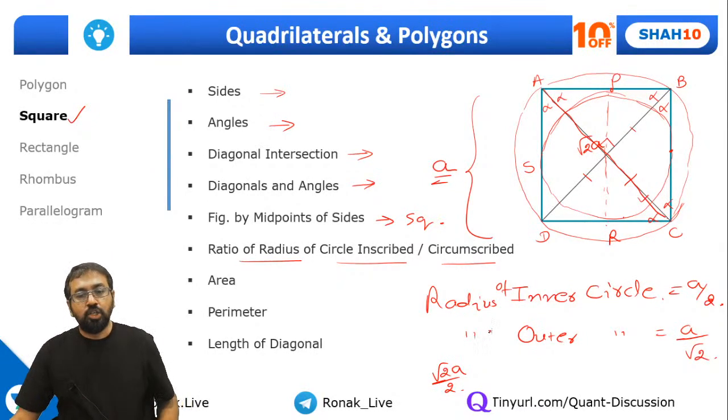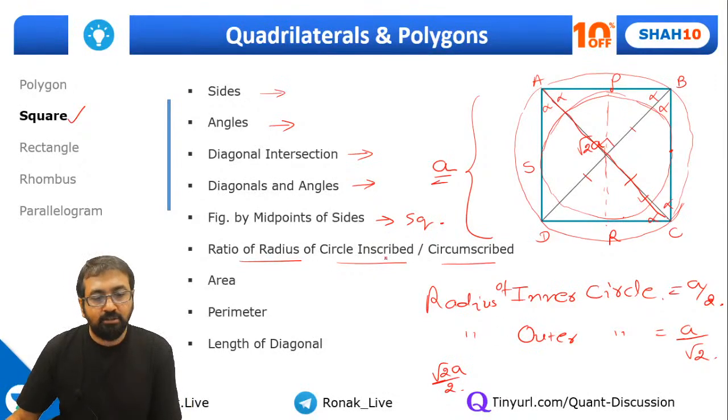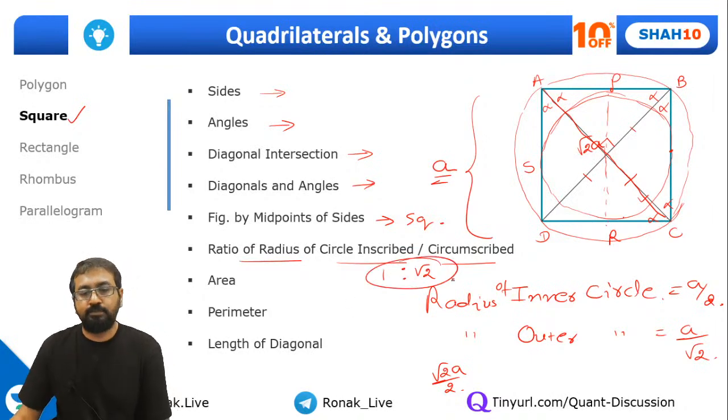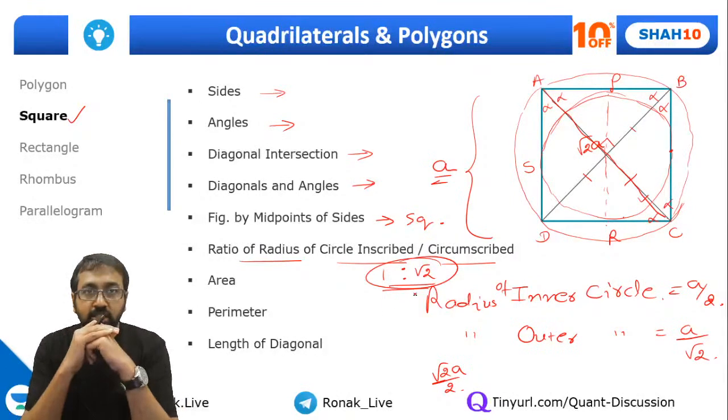Are you getting this point? So what will be this ratio? If you calculate the ratio of the inscribed circle divided by the circumscribed circle, it will come out to be 1:√2. So the ratio of the areas will be 1:2. I'm sure all of you have understood this. Have you all understood, guys?